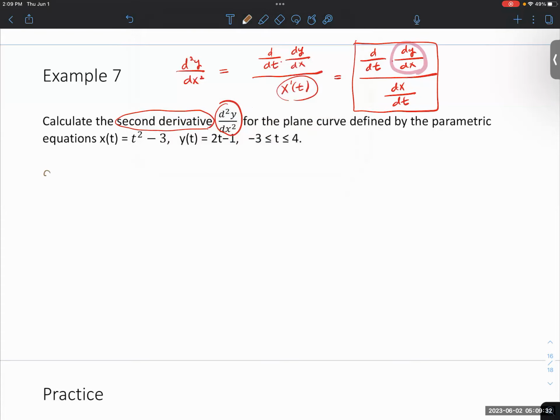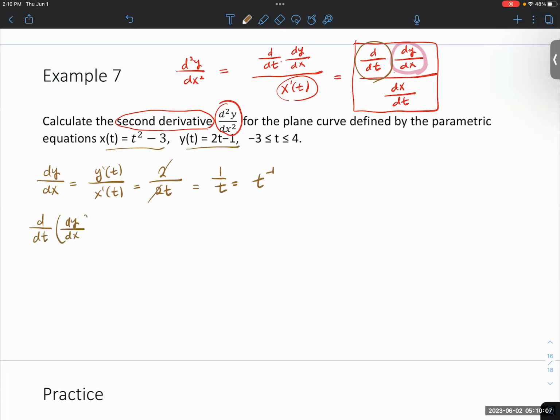So dy over dx. We have x and y, so we're going to differentiate the y equation. That means y prime, and the bottom is x prime. So this is going to be 2, and the bottom is 2t. Boom, boom, we have 1 over t, in other words, t to the negative 1. Now we are going to take the derivative with respect to t one more time. So d over dt of the dy over dx we just got. We have t to the negative 1. So you take the derivative.